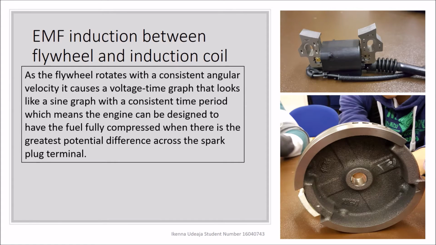If you were to plot a graph of the voltage against time as the flywheel rotates with consistent angular velocity, it gives a graph which looks like a sine graph, which means that the engine can be designed to have the fuel fully compressed when there is the greatest potential difference across the spark plug terminal. The graph looks like this graph below.